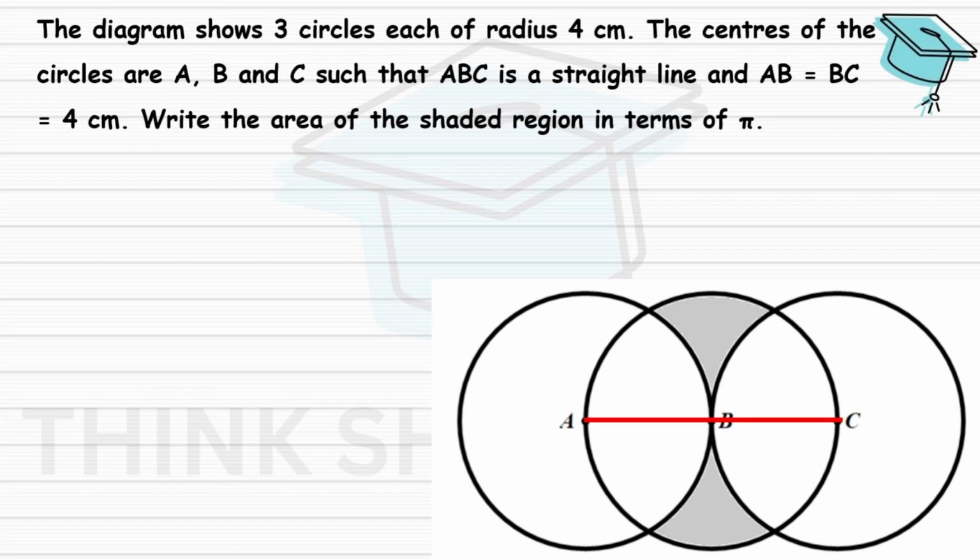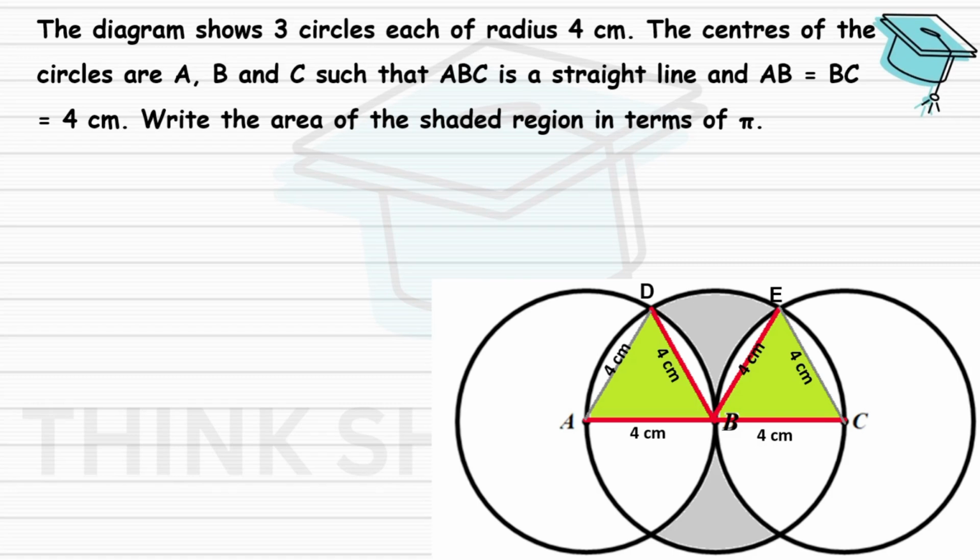So before we begin, I will join the point B with the points of intersection of the circles and name them D and E. Now notice something important over here. AB, BD, BE, BC, in fact CE and AD are all radii of different circles. So they are of 4 cm each.